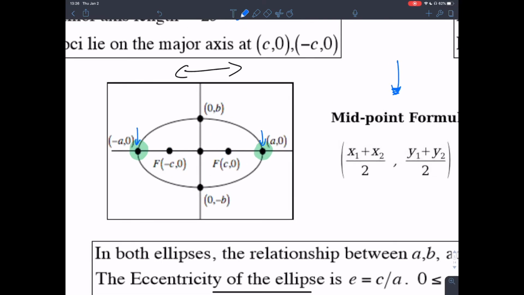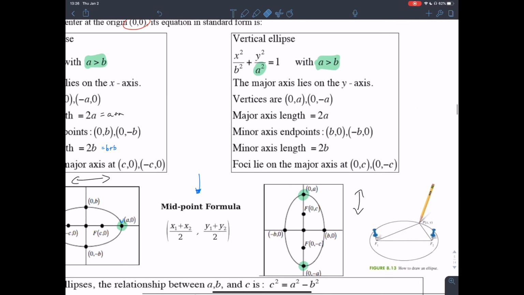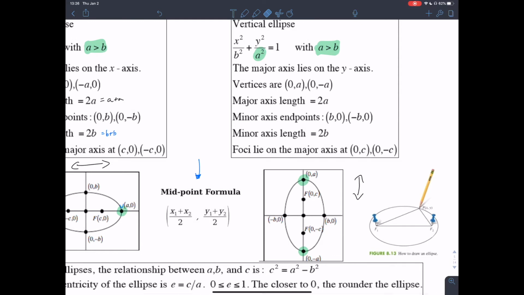Or maybe they gave you both foci and you have to find the center. Well, you could do that. And that's how you do the horizontal. For vertical, it's pretty much the same idea. It's actually exactly the same idea, except everything goes backwards.